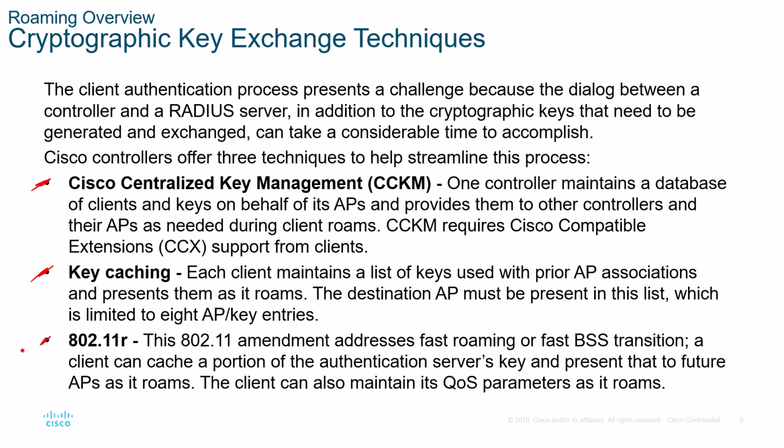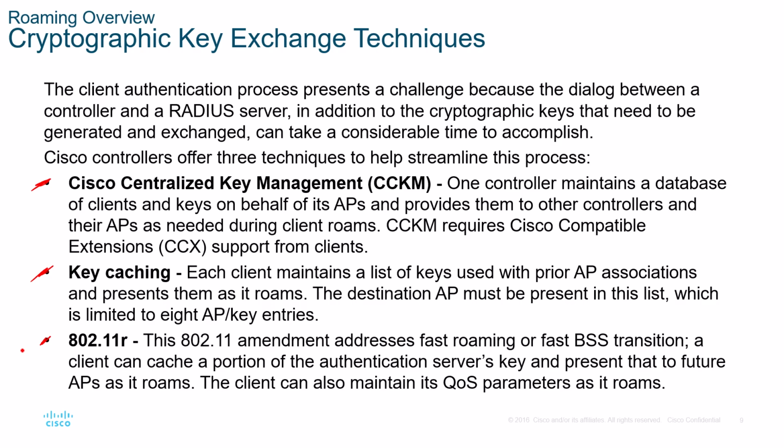CCKM is where one controller maintains a database of all the clients and keys on behalf of all the access points. Again, putting more load on the controller, but it's nice to be able to have a centralized database, so it does assist with the roaming delay issues. Essentially, if someone does roam between one access point and another, the keys are already there. CCKM does require Cisco-compatible extension support from each of the clients. Again, Cisco is very keen on keeping their proprietary technologies, so that's kind of to be expected.